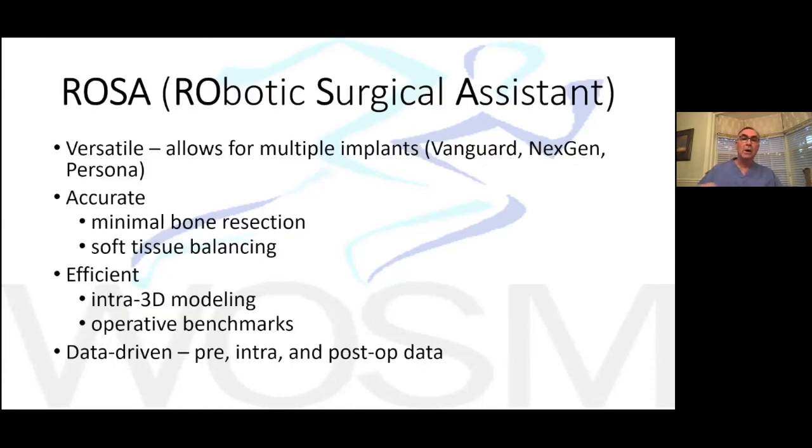So I'm going to focus on the Biomet Zimmer system, which is the ROSA, or robotic surgical assistant, because that is the platform with which I am most familiar. It's the one that I'm trained on, and most importantly, it's the one that I have available for use. It is the one that I'll focus on by way of example. I think the others will probably turn out to be equally good.